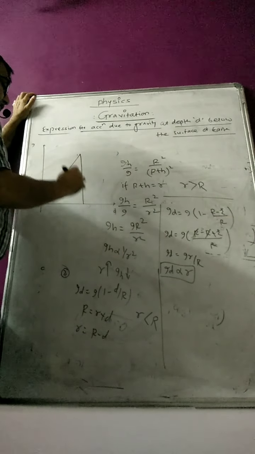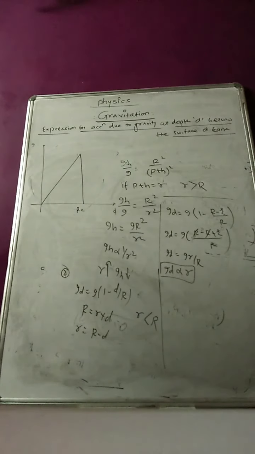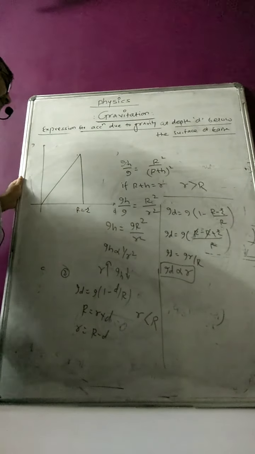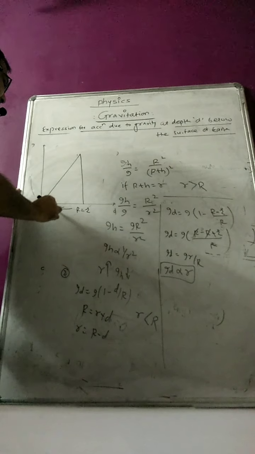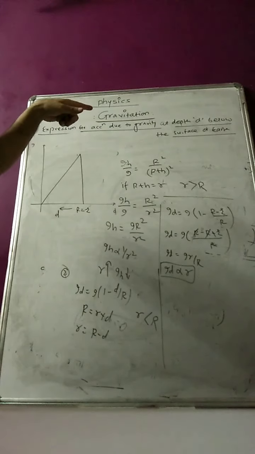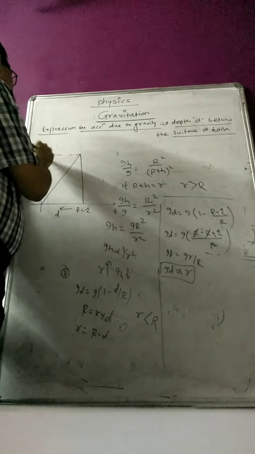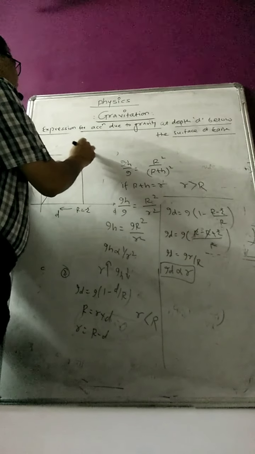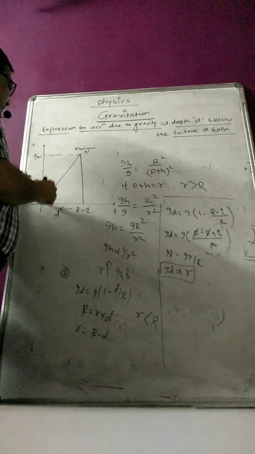So there is a direct variation with r. At this particular point, capital R is equal to small r, or small r is equal to capital R, both are the same. And here this is the depth. On the surface of earth, the acceleration due to gravity will be maximum. Maximum g will be on the surface of earth. Below that, gravity goes on decreasing.